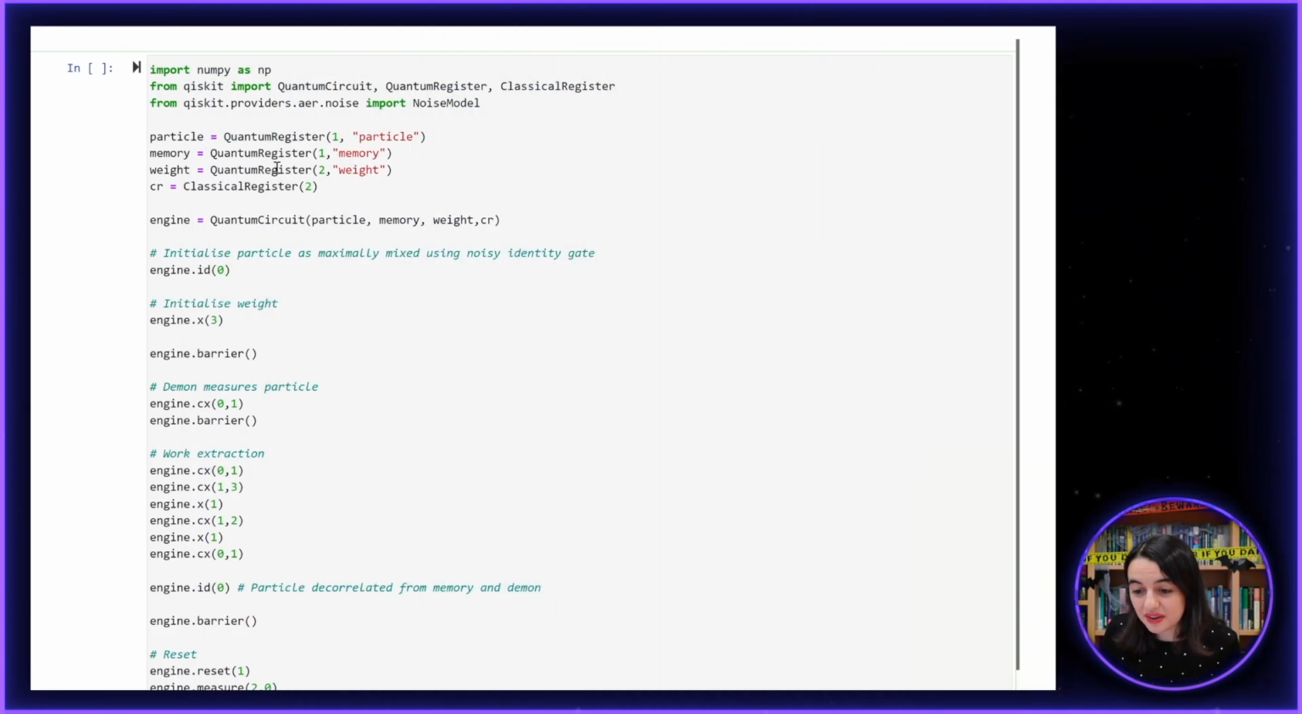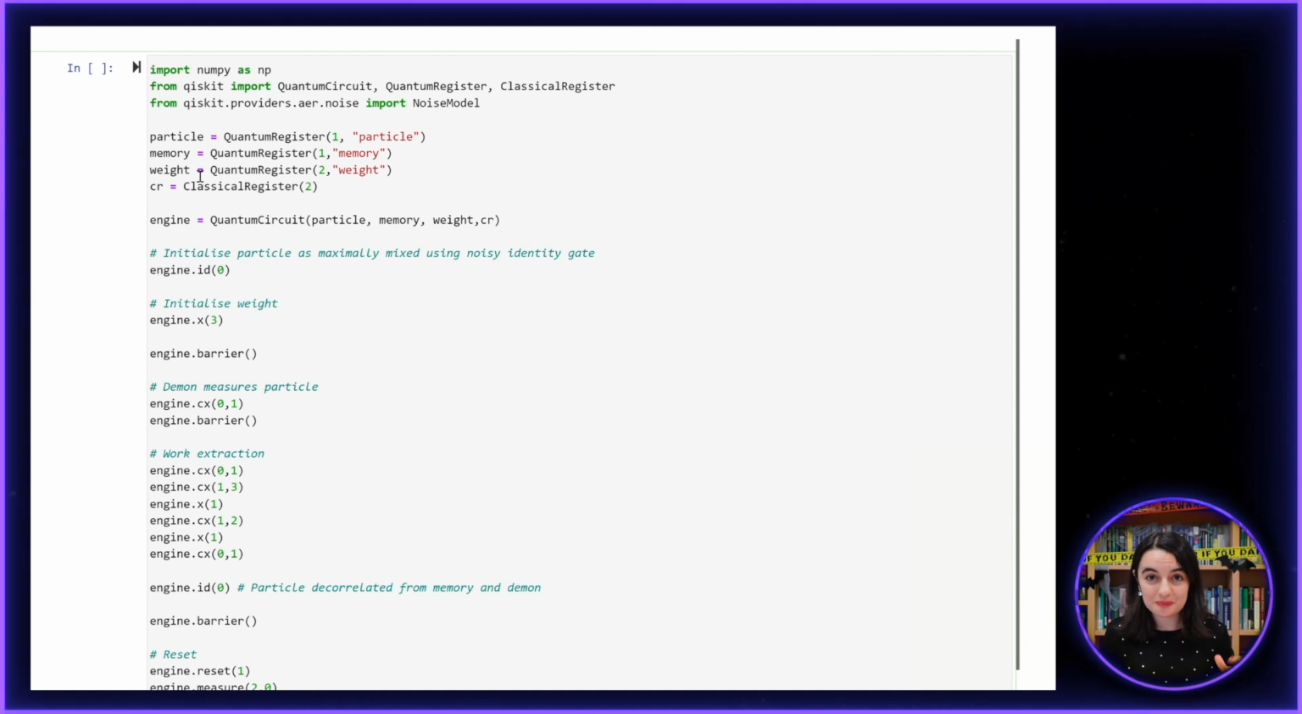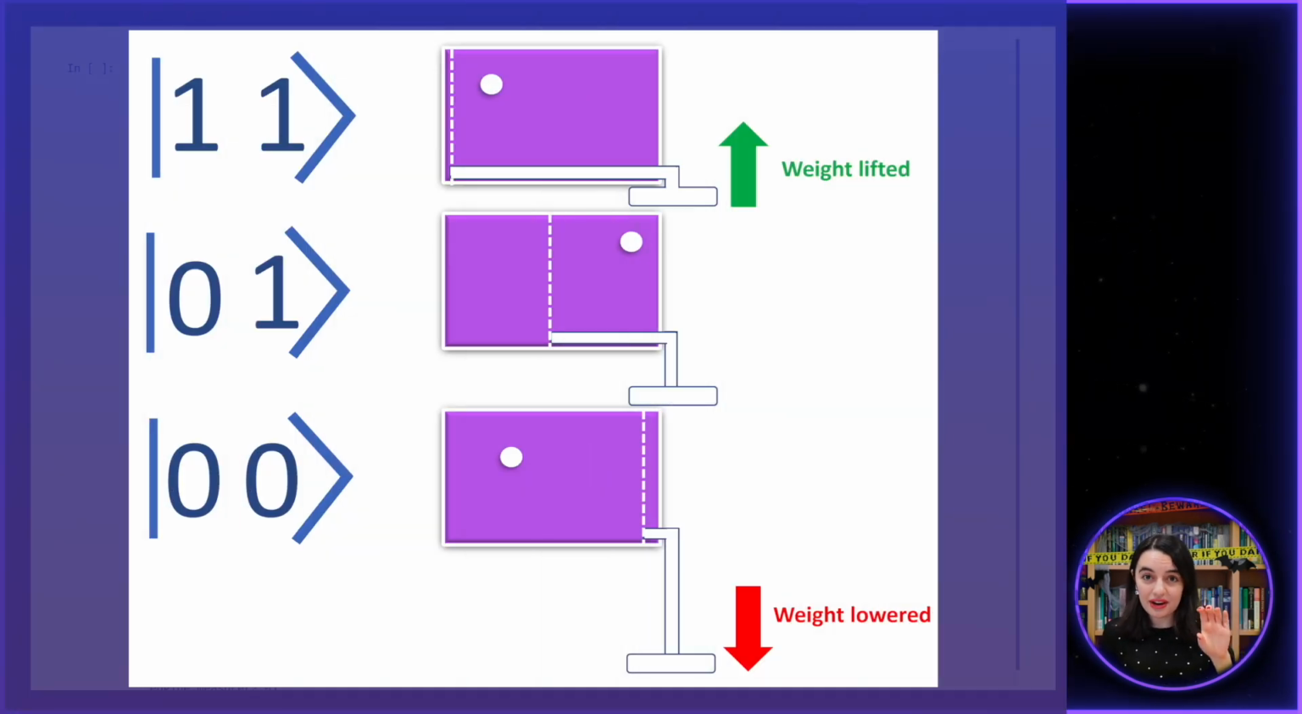Next, I'm going to have one qubit as the memory qubit, and this is going to start off in the 0 state, which is the blank memory of the daemon. Finally, I need some qubits to represent the weight. Now, I need the weight to be able to be lifted or to be lowered. So it needs to have at least 3 different states. So I'm going to represent it using 2 qubits, where the state 0, 0 is the lowest energy state of the weight, 1, 1 is the highest energy, and 0, 1 and 1, 0 are in the middle.